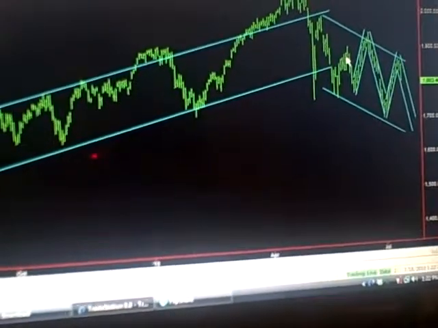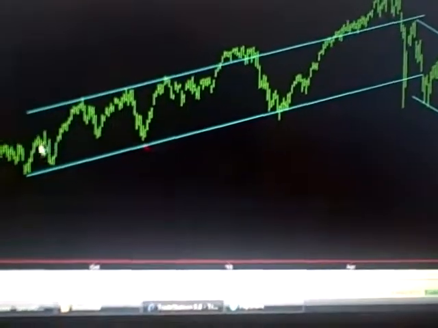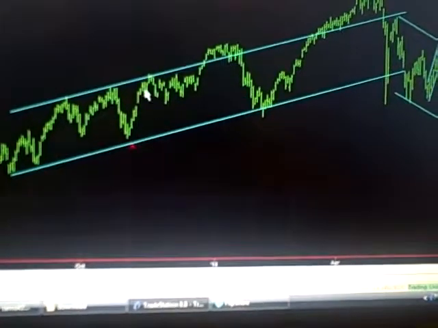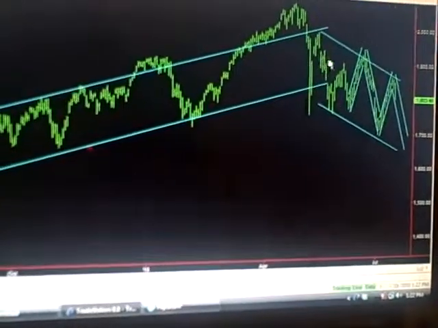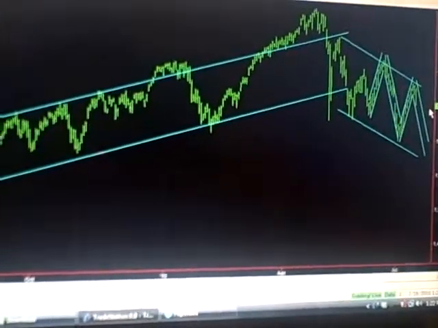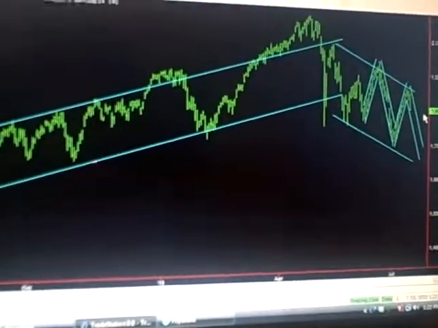I just like to be on the same side as the overall market. So in longs or in bullish rising channels, I do longs at those points, and in bearish channels I do shorts. And I don't try to fight the overall trend, because remember, the trend is your friend.